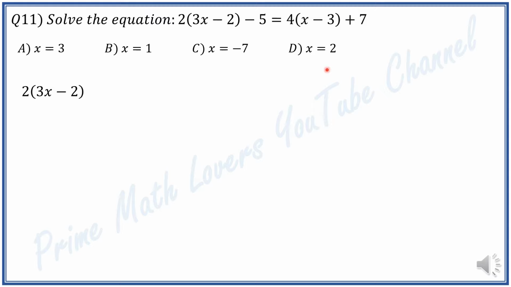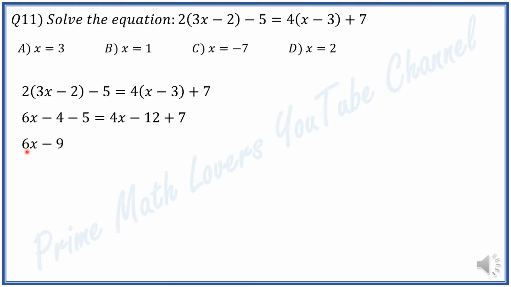First we distribute the numbers and we get 6x minus 4 minus 5 is equal to 4x minus 12 plus 7. Then we simplify and we get 6x minus 9 is equal to 4x minus 5. Negative 4, negative 5 will be negative 9, and negative 12, positive 7 will be negative 5.